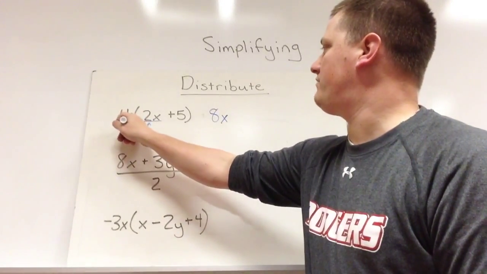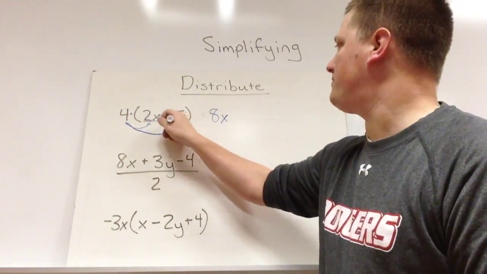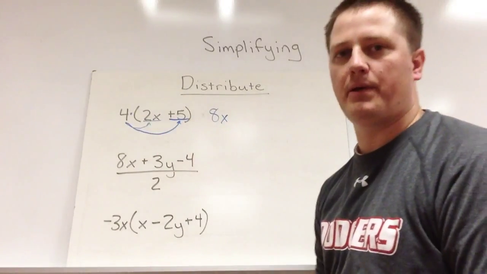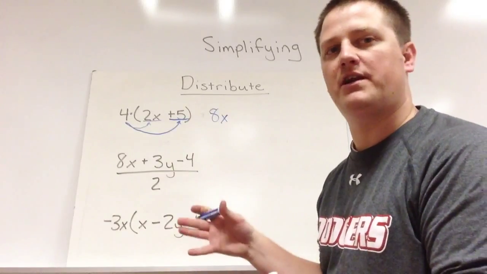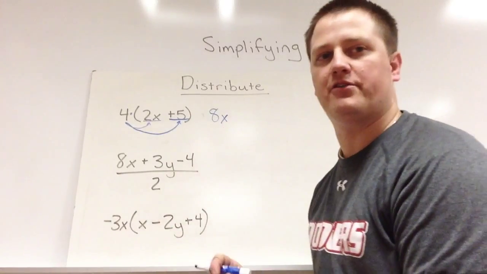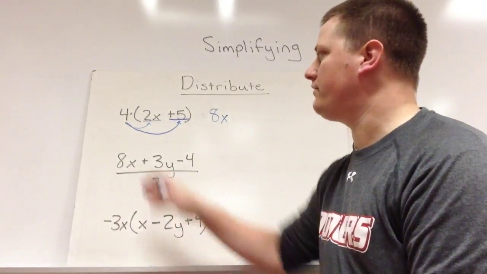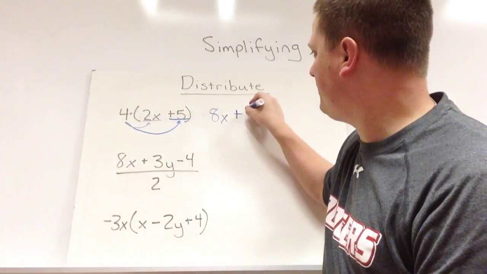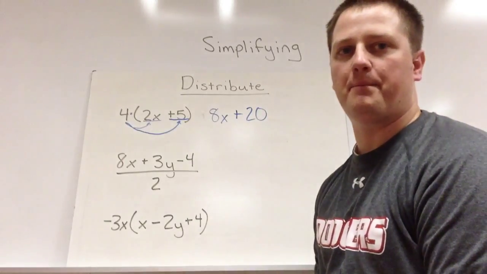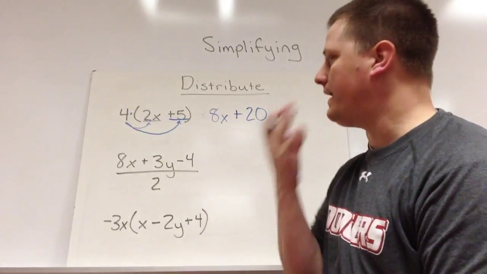We then want to take this 4 times positive 5. Now it's important that we remember the positive there, because whether our answer is positive or negative is going to tell us whether we add or subtract next to the 8x. So 4 times positive 5 gives us positive 20. So we get 8x + 20 here.